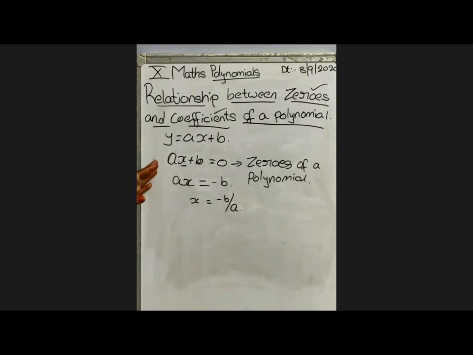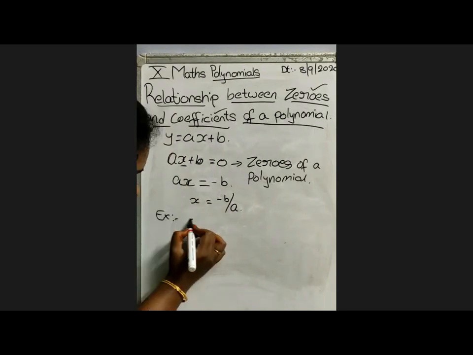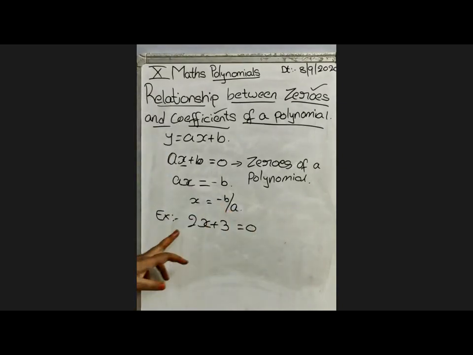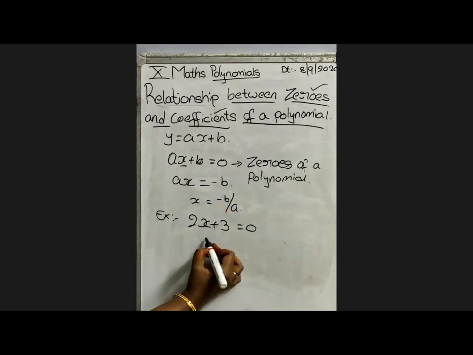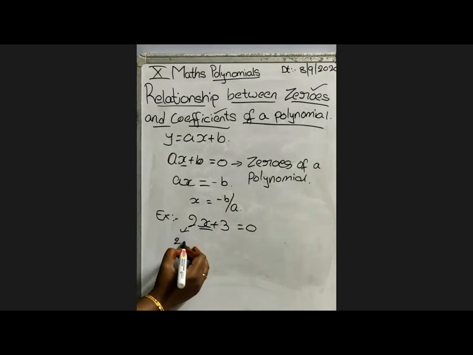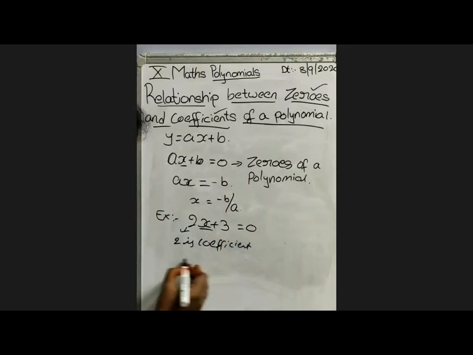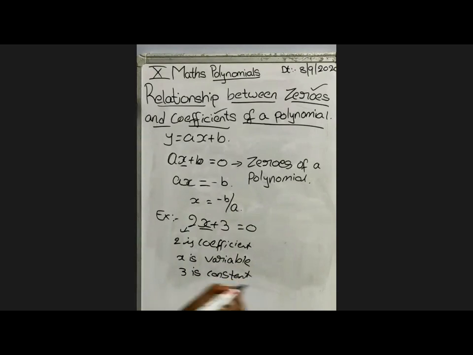X. And here we can take an example. Suppose 2x plus 3 equal to 0. Here x is the variable, 2 is the coefficient, and 3 is the constant term. Here 3 is constant. Okay, ma'am, how will we write this number?